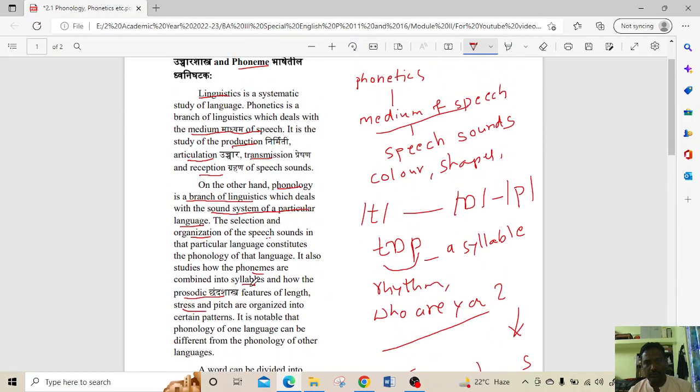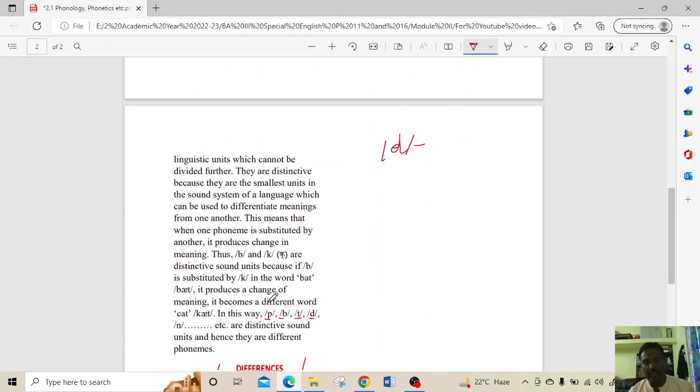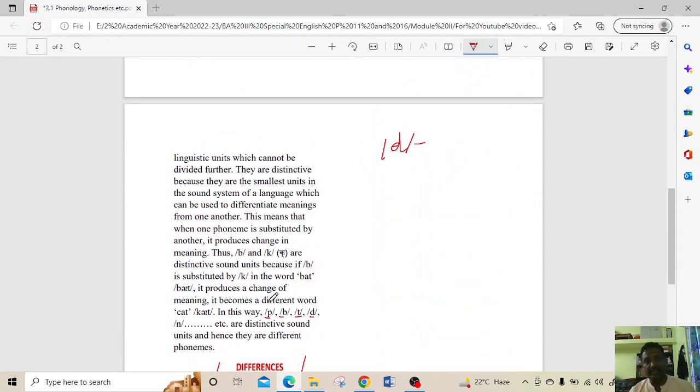So in this way you are introduced to these three concepts.